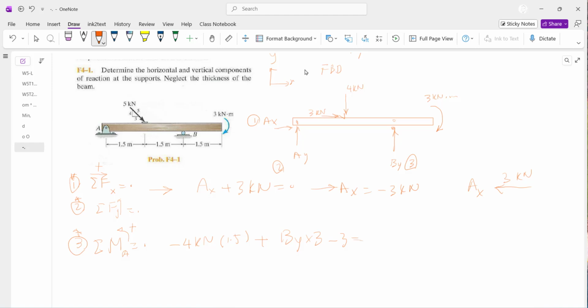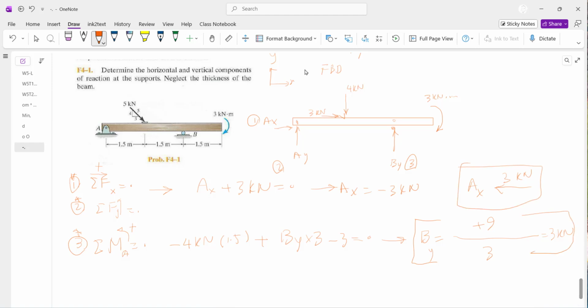I have to set this equal to 0, and then this equation can be simplified as minus 6 minus 3 is minus 9. You take it to the other side, it is plus 9 divided by 3. So BY is equal to 3 kilonewton positive, which means my assumed direction for BY was correct. So now we managed to find AX, and we managed to find BY.